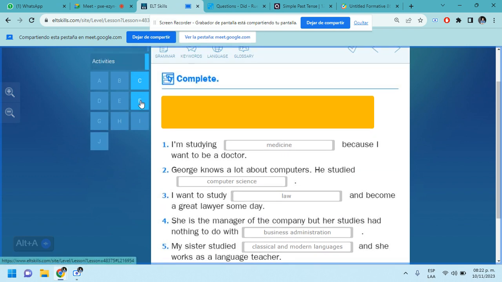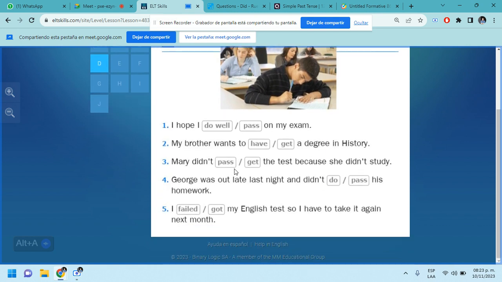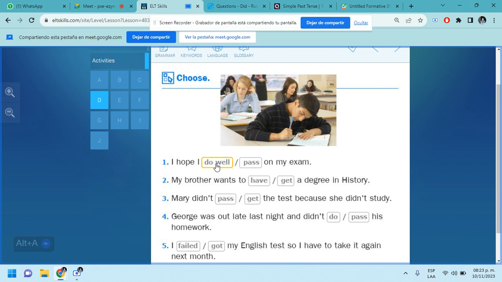Okay. Now, activity D, okay? Let's work with that. When you were at the university, well, some of you, I guess you are at school, you have to be a better student, not to be the best student in your courses, you have to study more. So we are going to talk about sentences related to that. For example, what do you think is best? I hope I do well on my exam. I hope I pass on my exam. What do you think?